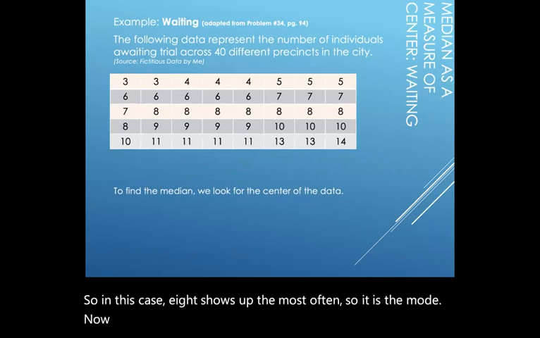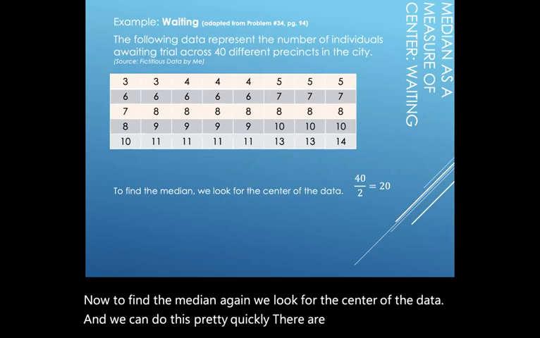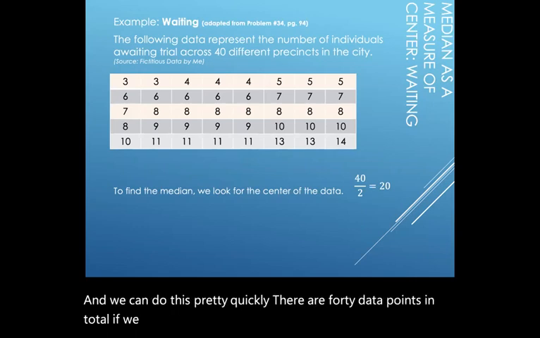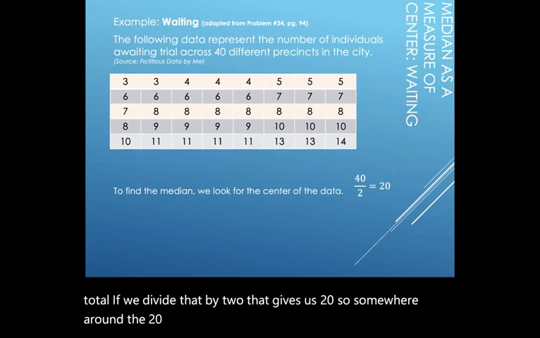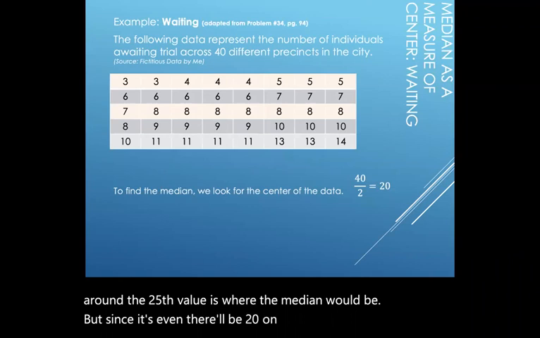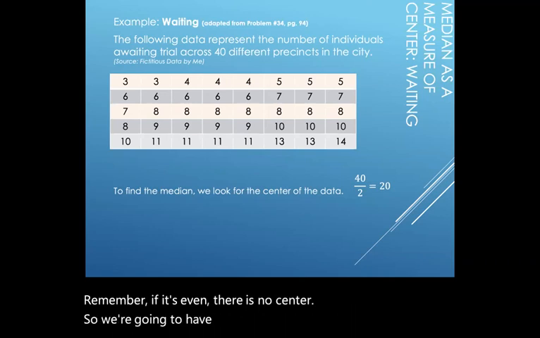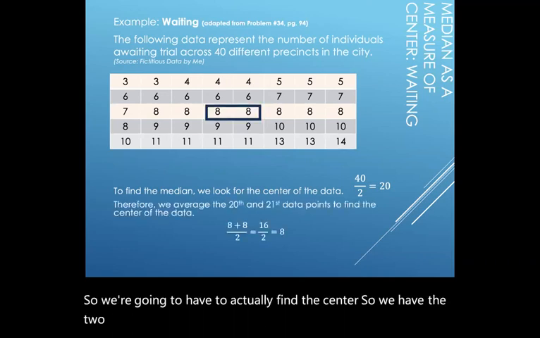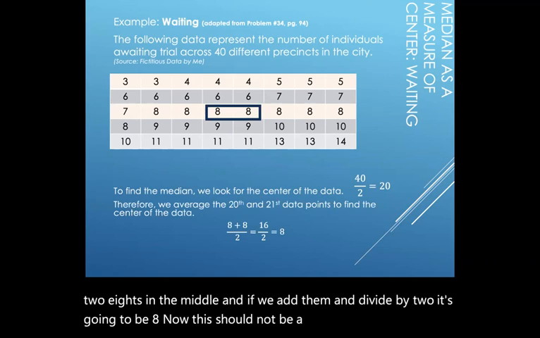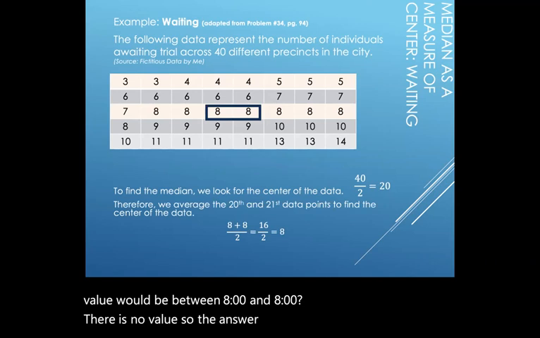Now, to find the median, again, we look for the center of the data, and we can do this pretty quickly. There are 40 data points in total. If we divide that by 2, that gives us 20. So somewhere around the 20th value is where the median would be. But since it's even, there'll be 20 on one side and 20 on the other. Remember, if it's even, there is no center. So we're going to have to actually find the center. So we have the 2 8s in the middle. And if we add them and divide by 2, it's going to be 8. Now, this should not be a surprise, because what value would be between 8 and 8? Well, there is no value. So the answer has to be 8.